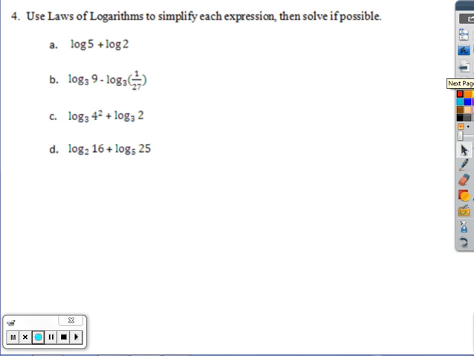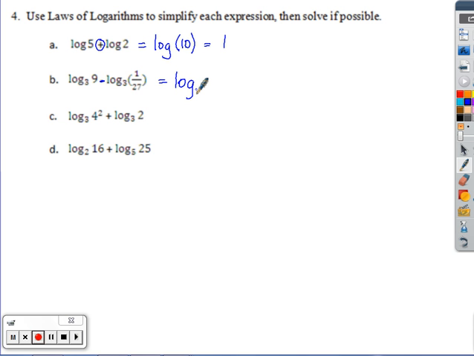Use laws of logarithms to simplify first, solve if possible. So the only way we can simplify is if they have the same base. So here there's no base, which means the base is 10, and we're going to combine them using multiplication. So this will be log of 5 times 2, which is 10. Now it turns out we can solve that because log base 10 of 10 equals 1. Anytime the base and the log match, the answer is always 1. Here we have a minus, so we're going to divide them.